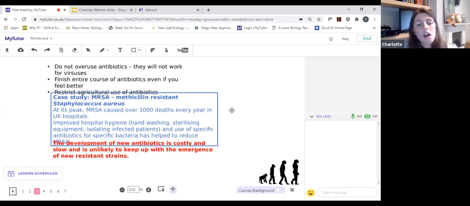And so that is in direct contrast to how fast bacteria can multiply. I mean, they can multiply by millions in a very short amount of time. So it's very difficult to keep up with that.